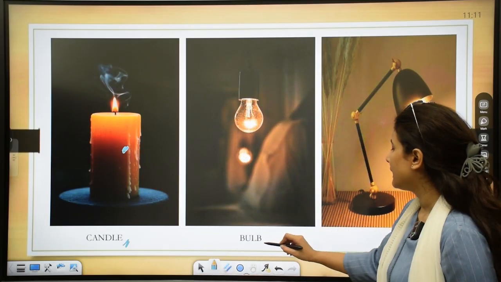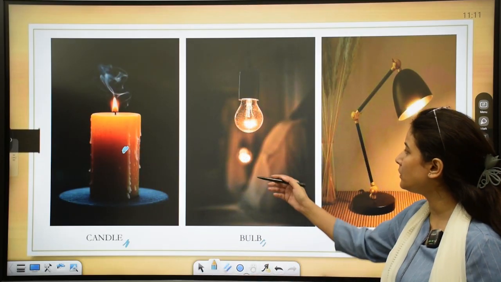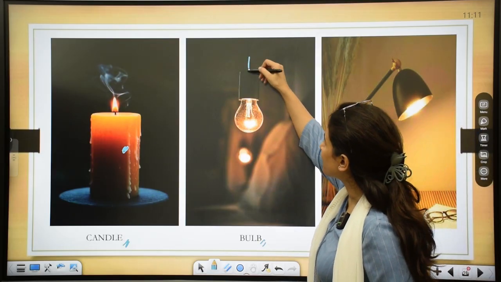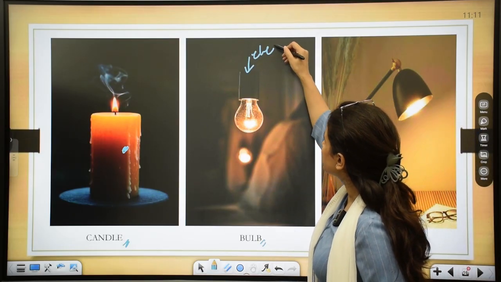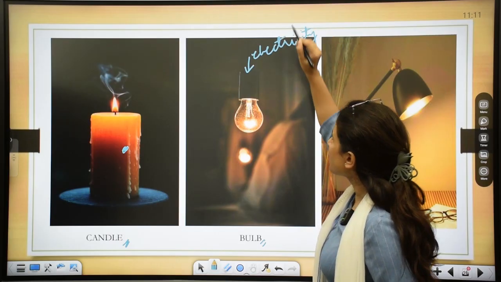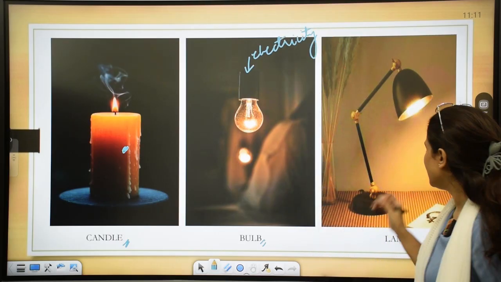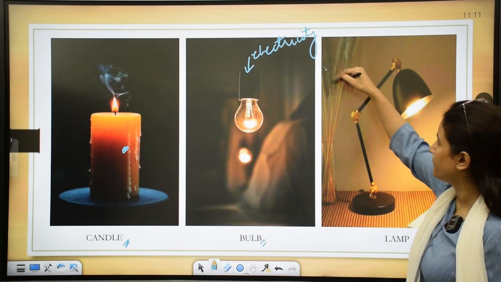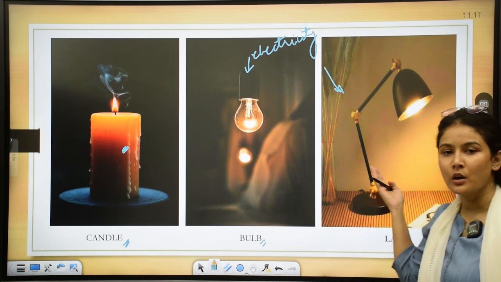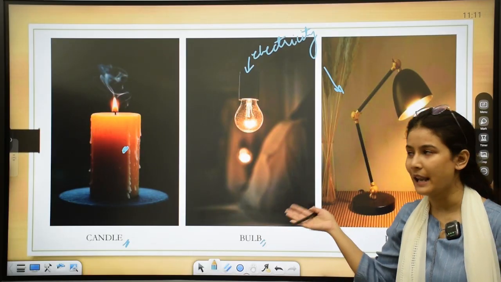All right. The bulb. How do you think the bulb shines? Because of the electricity from here, right? Electricity. That is the source of energy. Lamp, again, same. It gets electricity and that is why it is able to work on its own. It emits light.